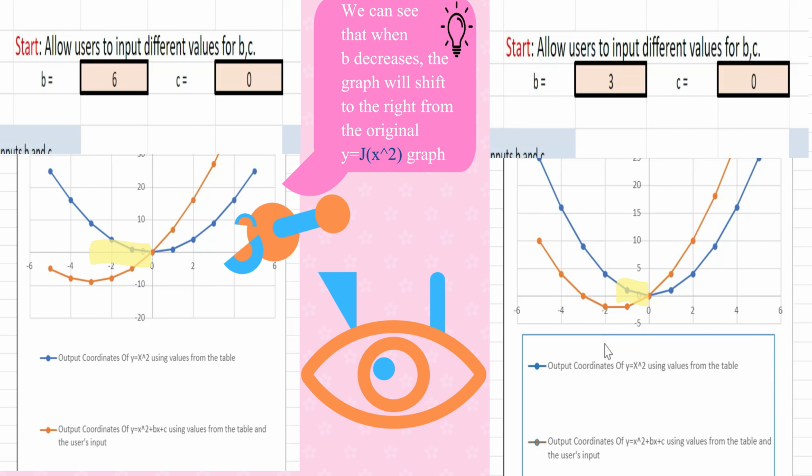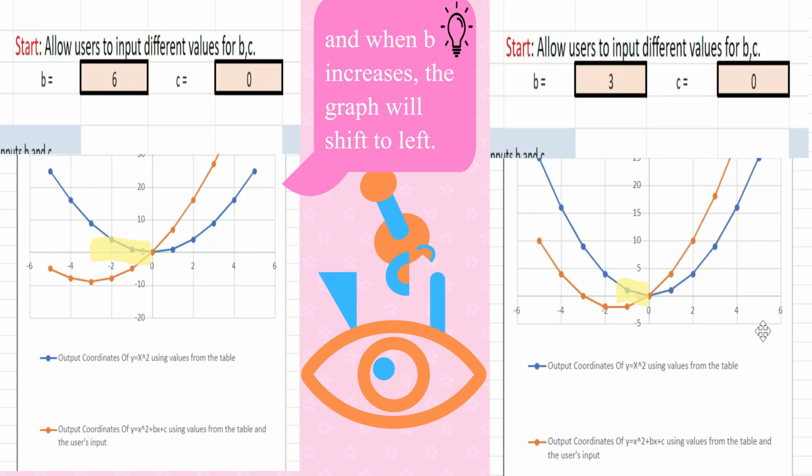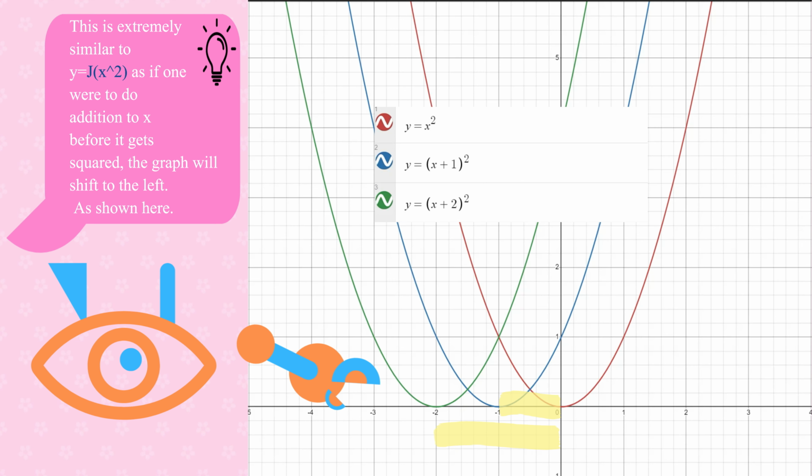We can see that when b decreases, the graph will shift to the right from the original y equals j graph, and when b increases, the graph will shift to the left. This is extremely similar to y equals j, as if one were to do addition to x before it gets squared, the graph will shift to the left as shown here.